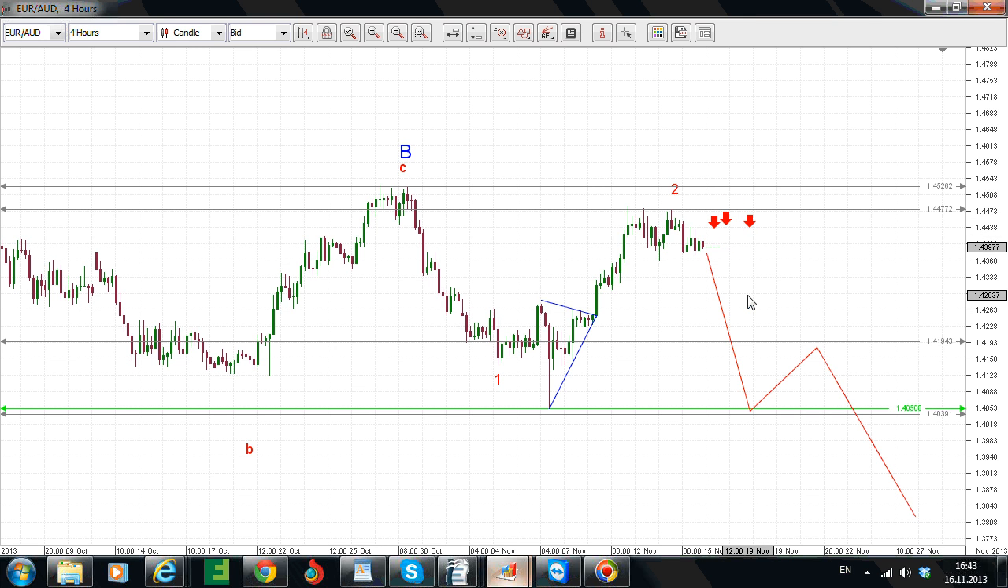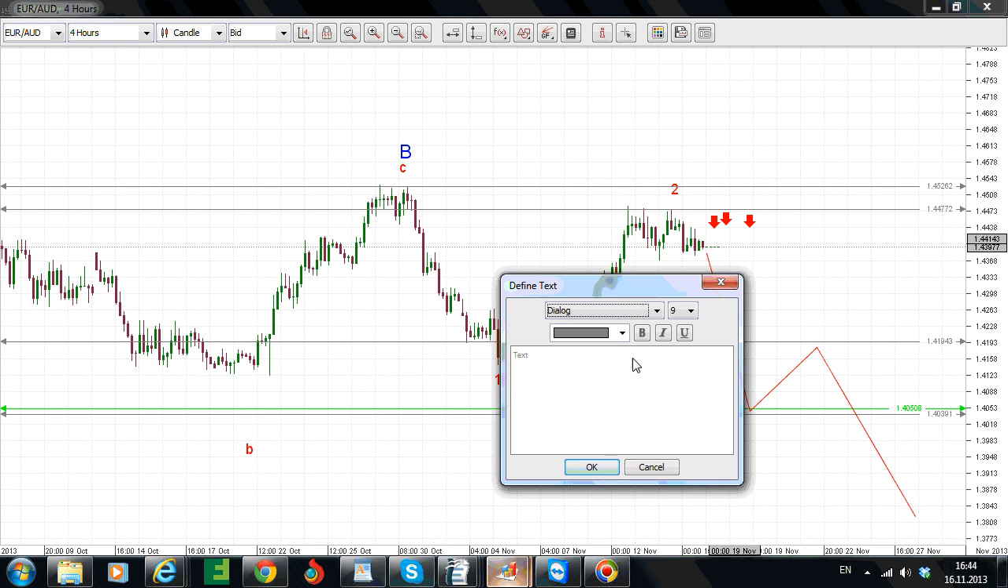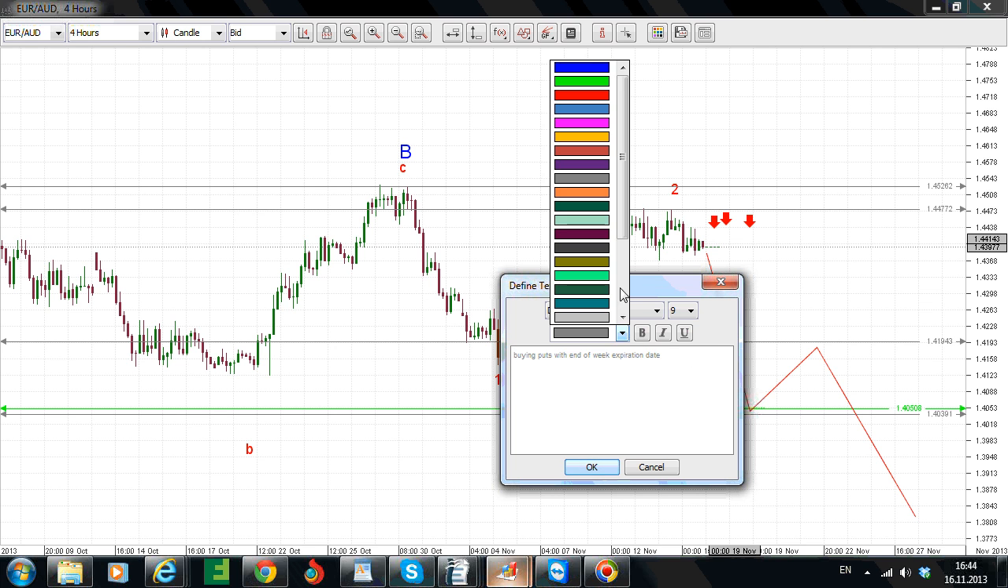In terms of fundamentals, we're going to have next week the ZEW in Germany. We're going to have the FOMC minutes in the United States, but also we're going to have the minutes in Australia. So I would say that a bearish ZEW and, let's say, not so dovish in Australia would help the euro Australian dollar to move to the downside. So as a consequence, we're looking to, straight from the opening on Monday, buy puts with end of week expiration date. This is the plan for next week on the euro and Australian dollar pair.